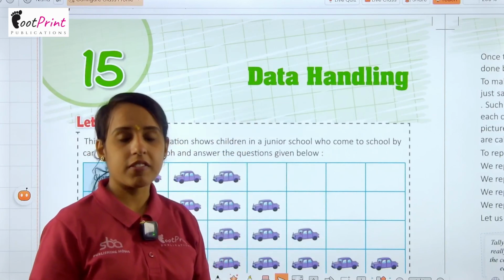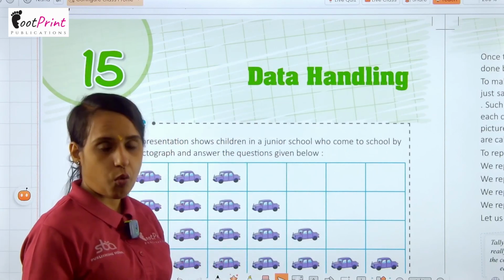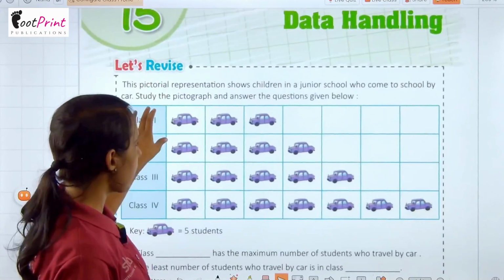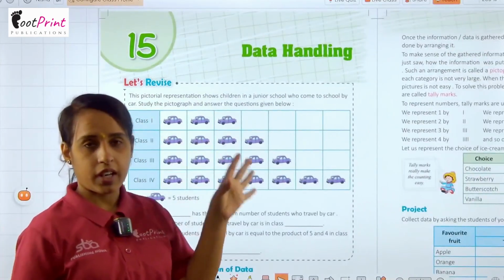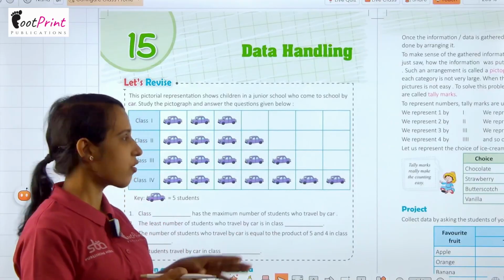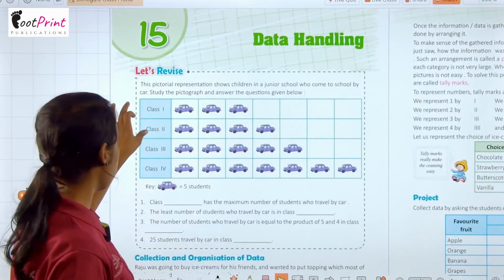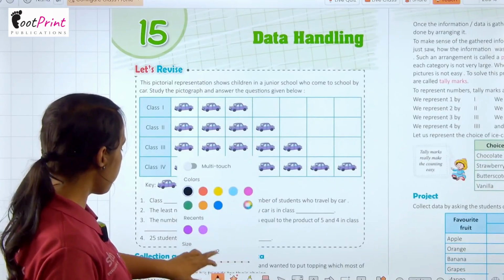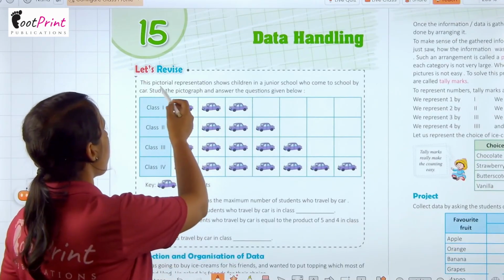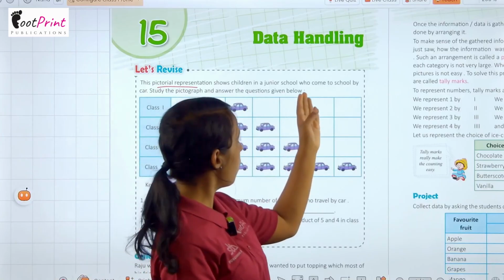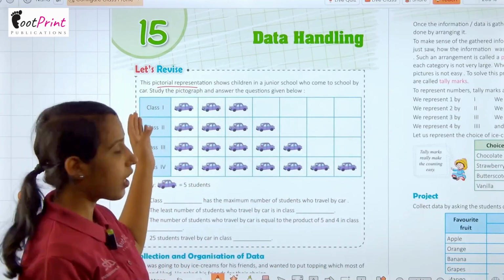Today we will start our chapter number 15, and the name of the chapter is data handling. So what is data handling? Let's see here. Students, as we learned about data handling in our previous class, here we have a question to revise our previous learning. In this pictorial representation, children in a junior school came to school by car.